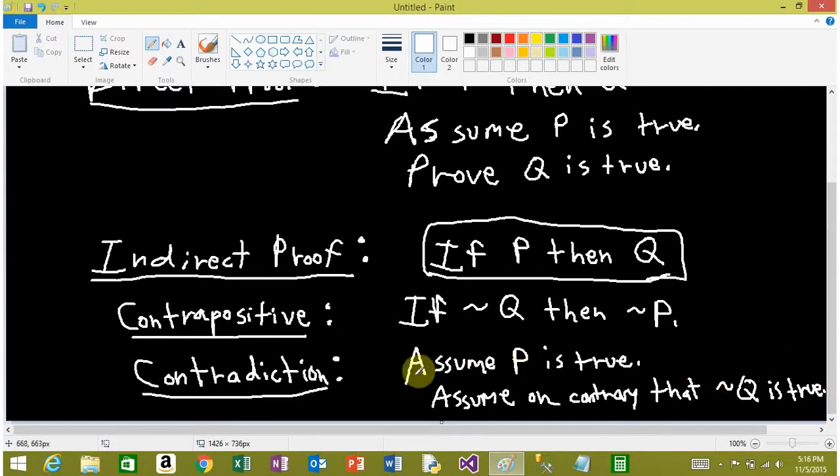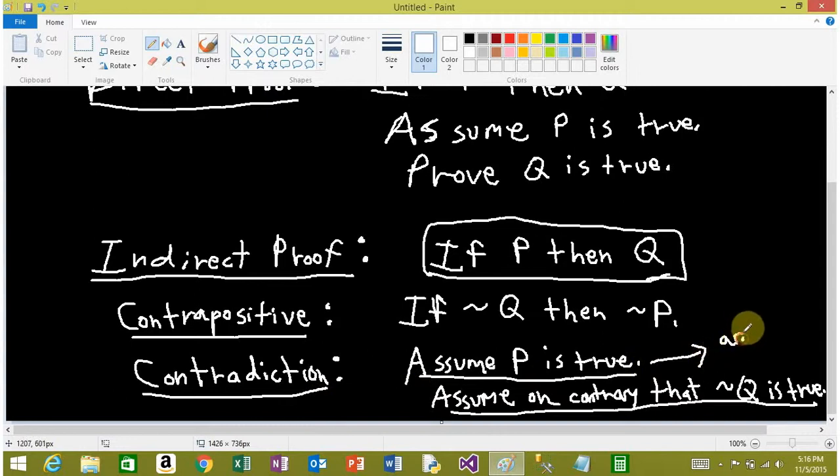Then from these two assumptions, assuming P is true and assuming that not Q is true, we're going to arrive at a contradiction, something that doesn't make sense, like P and not P. We'll go to an example of how that works, and we'll actually see an example of how all these techniques work.